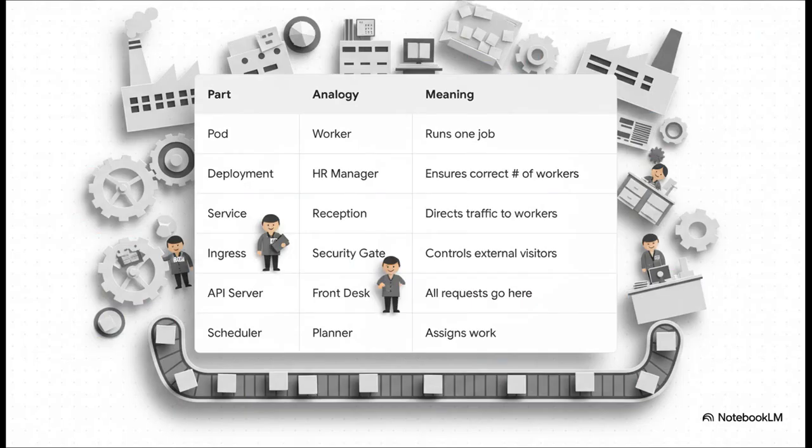And look at this table, it just puts it all together perfectly. You can see how the pod is the worker, the deployment is HR, the API server is the front desk. This factory model is such a powerful way to get a mental map of how all these complicated bits and pieces fit together to make one seamless, automated machine.